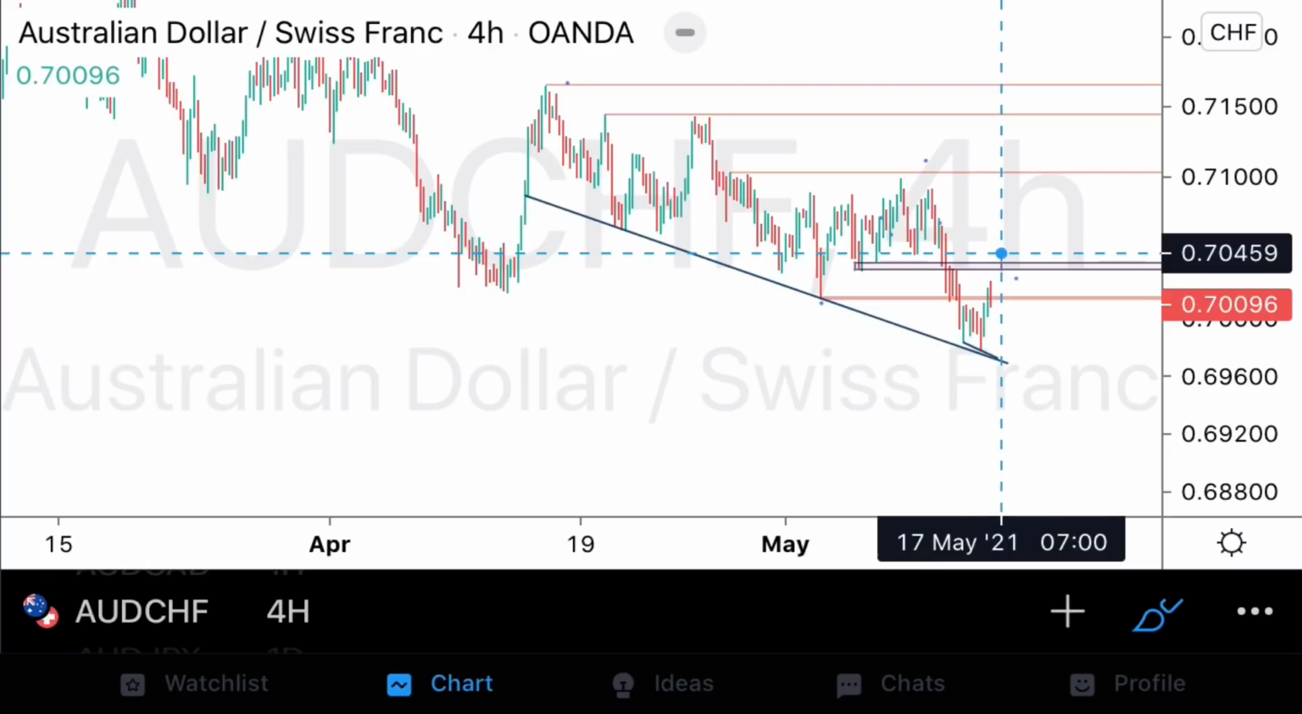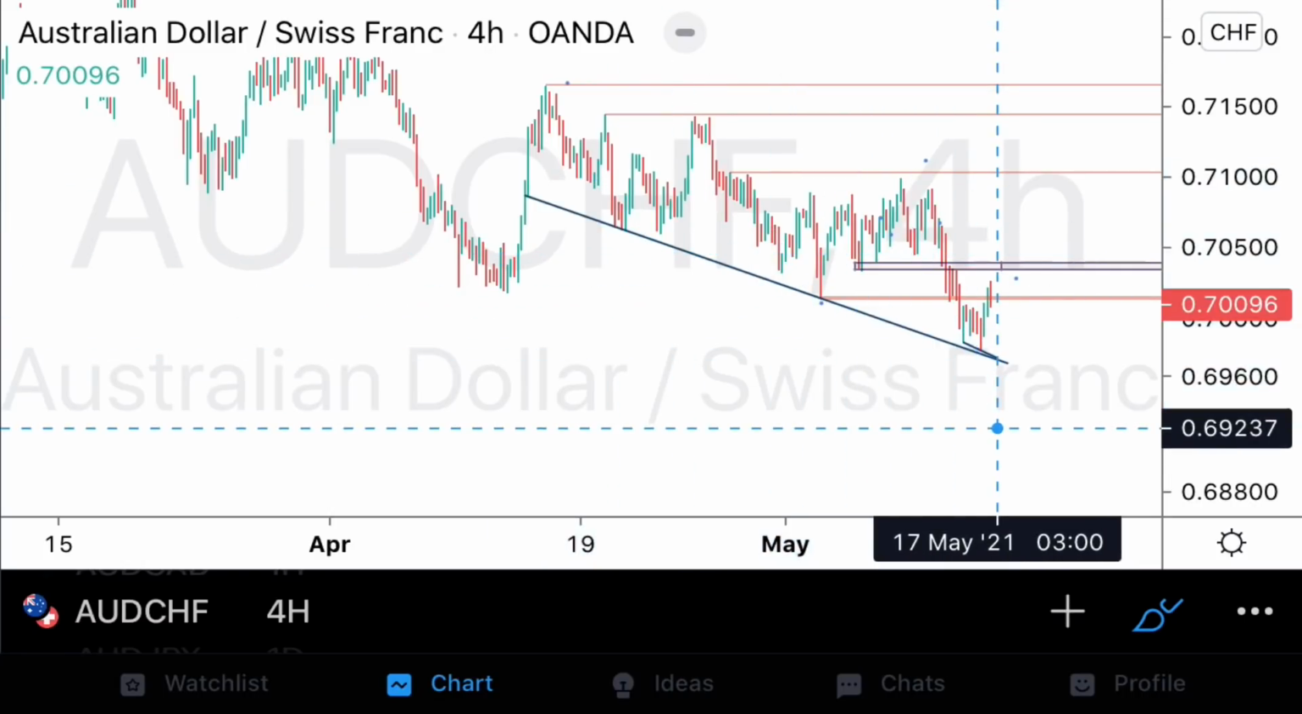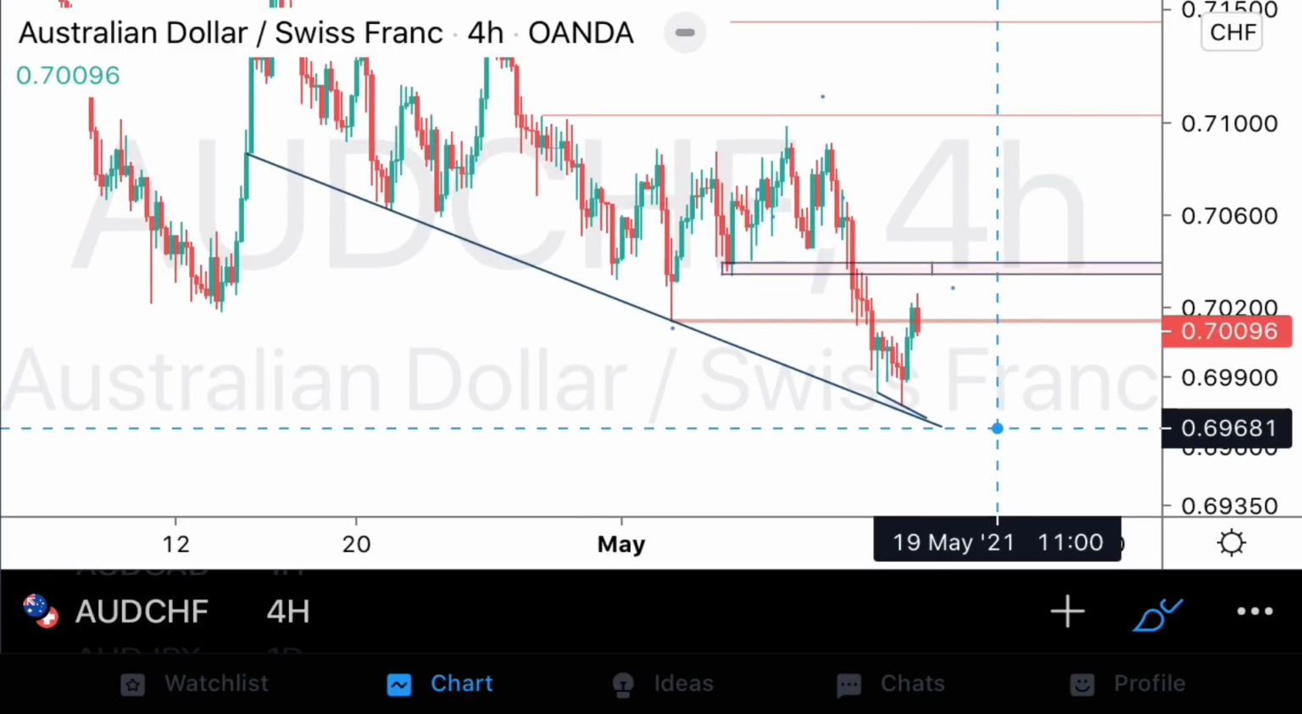So we do know that this market is making that move to the downside, but it's doing so in a corrective manner. So the next impulsive move that I'm going to be expecting out of AUDCHF is going to be to the upside. So on AUDCHF, guys, I'm going to be looking for some bullish continuation structures.